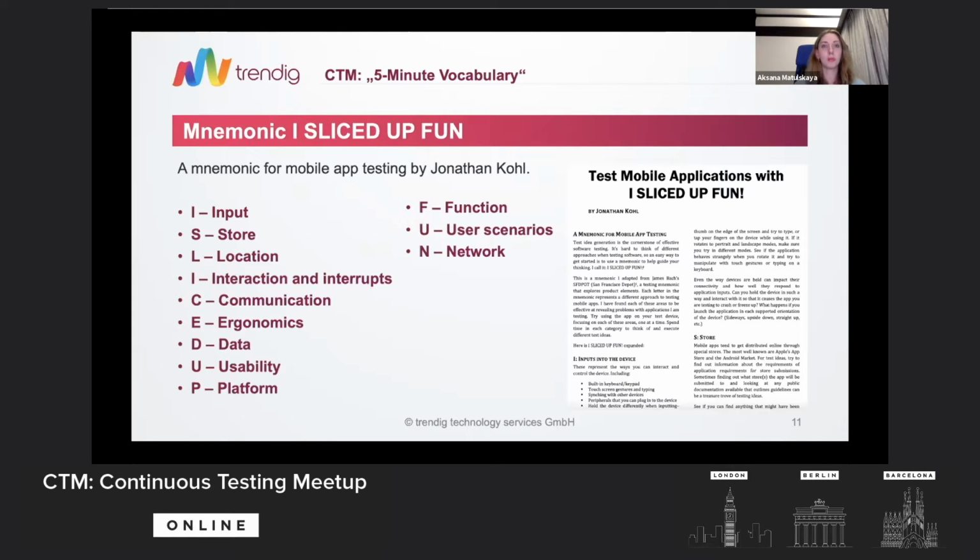I is for input. In this case, you will test any variants of inputs, like built-in keyboard or keypad, touch screen, synchronization with other devices, or you can also hold the device differently when inputting. Like if you have an application, you can use it straight up, I will take my phone, straight up, or sideways or just upside down, and see what happens. Just be creative when you use it.